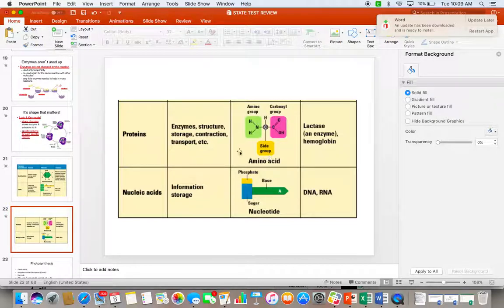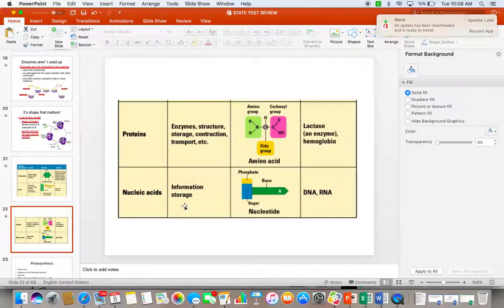So this is what an amino acid looks like. So remember, if you're looking at a picture, you're looking for the C, H, O, and N only. All of our enzymes, remember, are going to end in ASE. And then finally, your nucleic acids, they store information. So examples are DNA and RNA and even ATP. Nucleic acids are made of C, H, O, N, and P. So you've got carbon, hydrogen, oxygen, nitrogen, and phosphorus. And again, they store information.